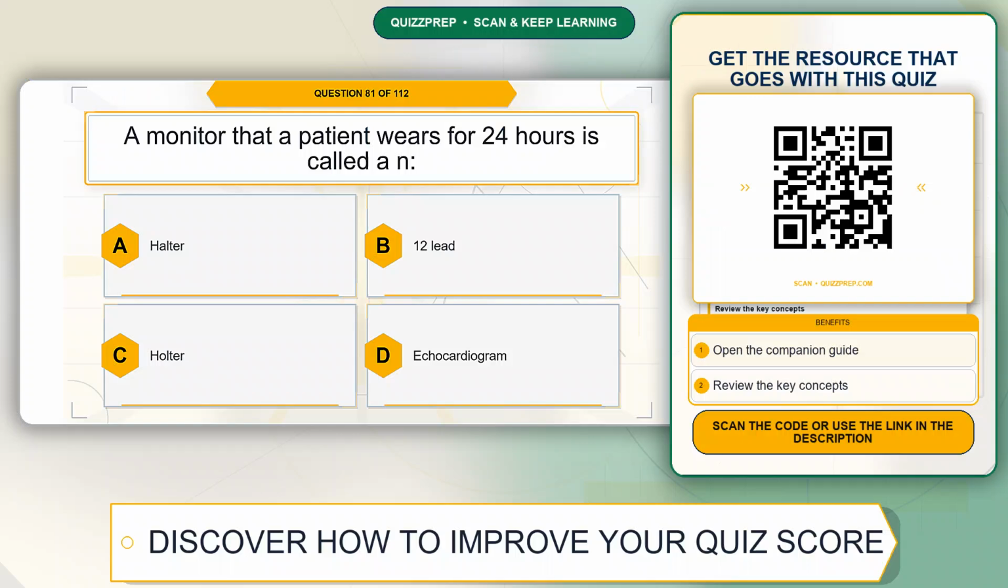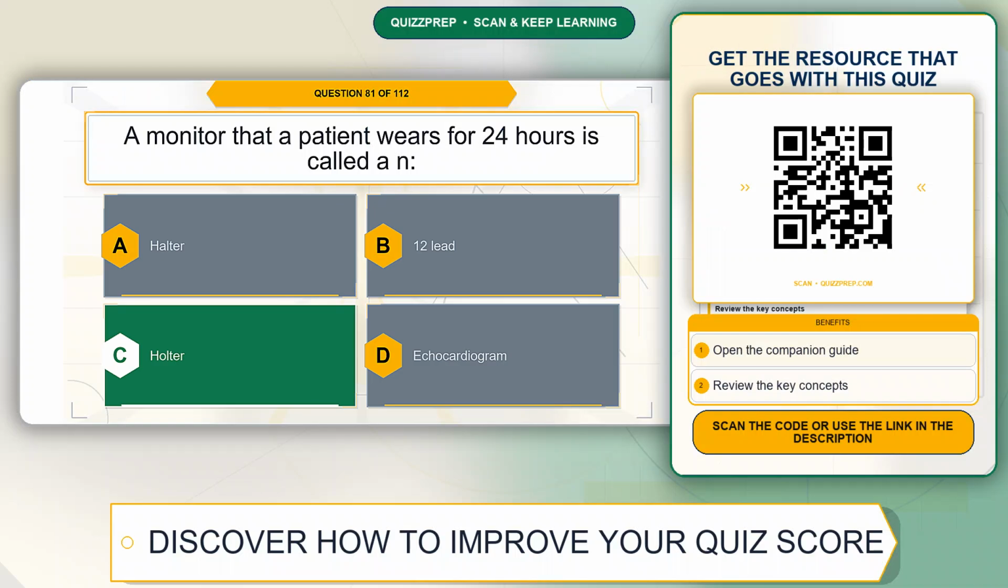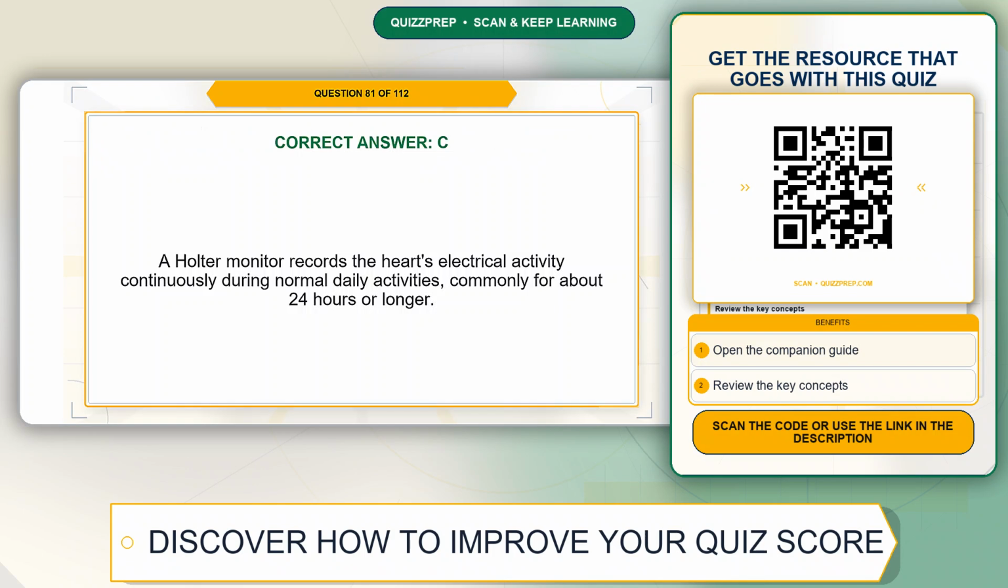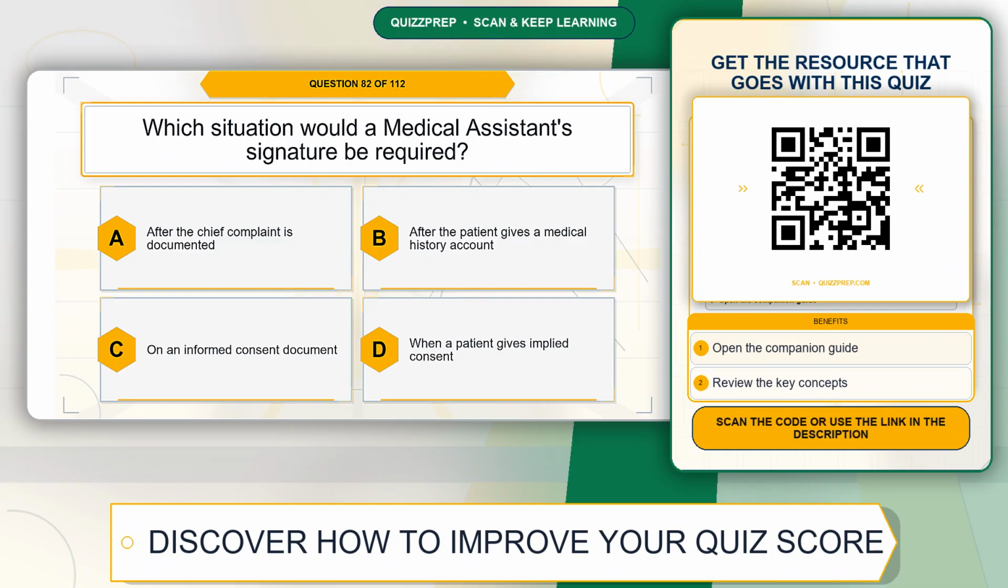Question 81. A monitor that a patient wears for 24 hours is called an: option A, Holter. Option B, 12 lead. Option C, Holter. Option D, echocardiogram. The correct answer is option C, Holter. Explanation. A Holter monitor records the heart's electrical activity continuously during normal daily activities, commonly for about 24 hours or longer. Question 82. Which situation would a medical assistant's signature be required?